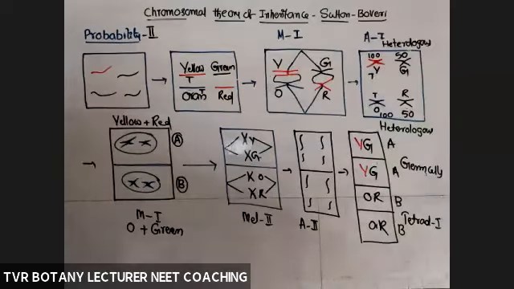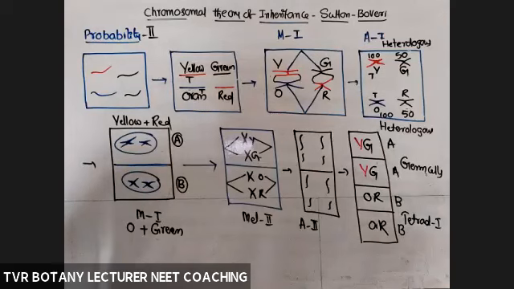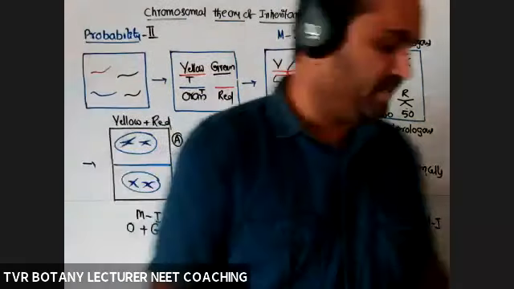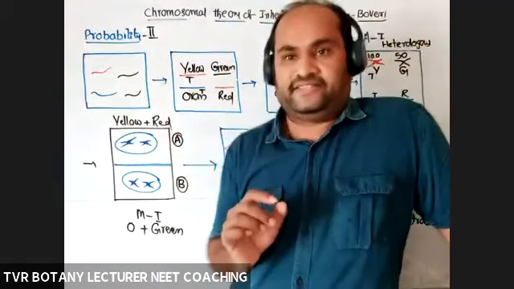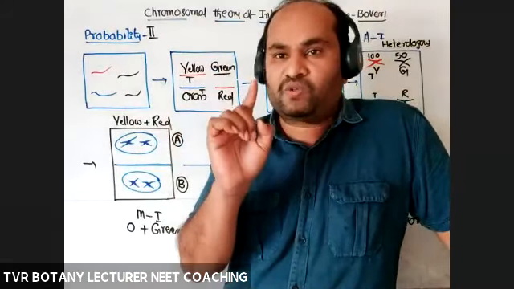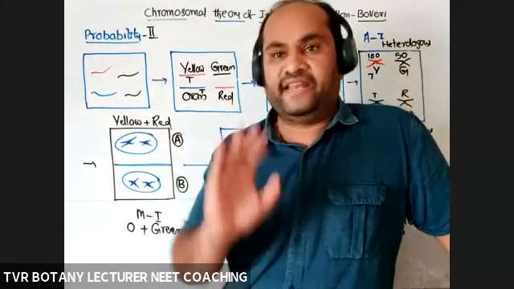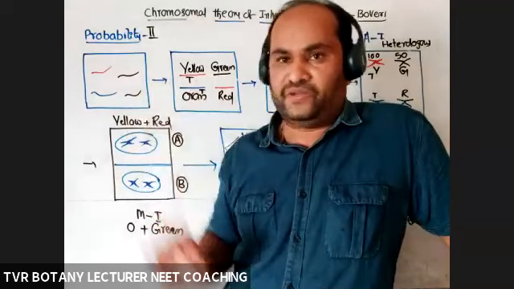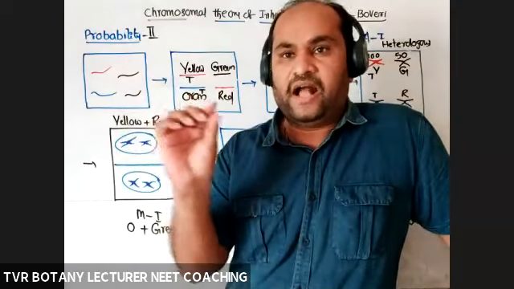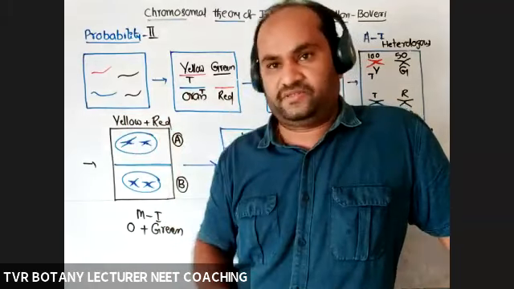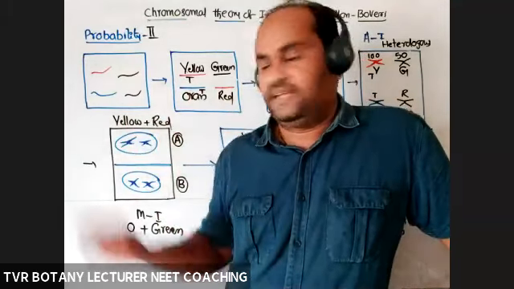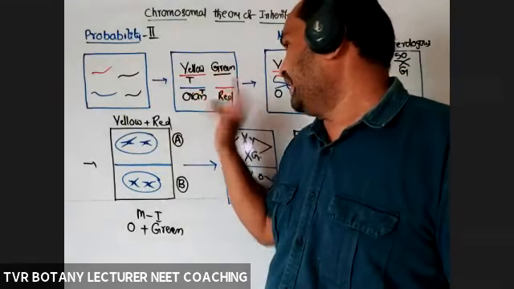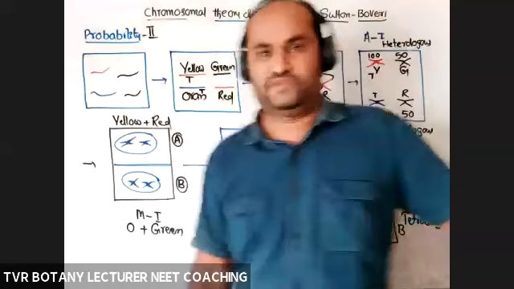The conclusion made by Sutton and Boveri. Actually, they proposed a statement. During meiosis, homologous chromosomes are paired. What are homologous chromosomes? They are well known to you. Yellow and orange are homologous chromosomes. They are complementary. Next, the second set, green and red, are the homologous chromosomes.